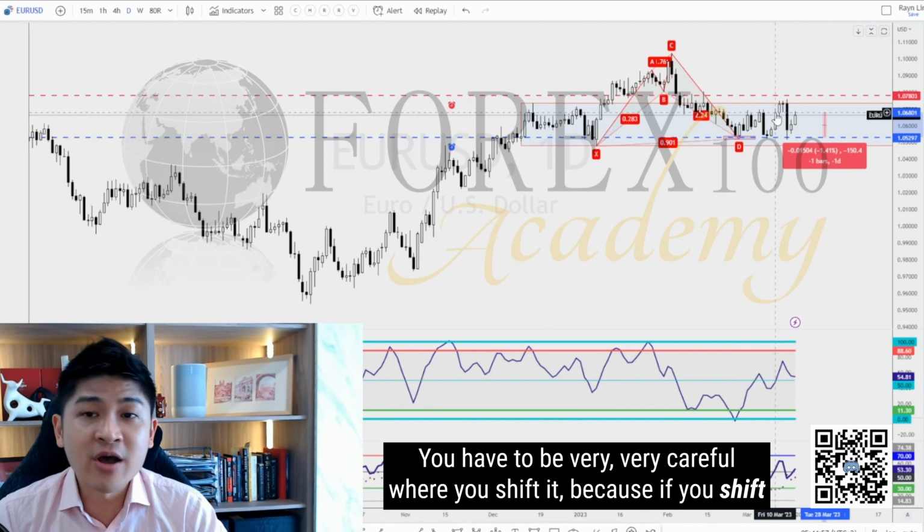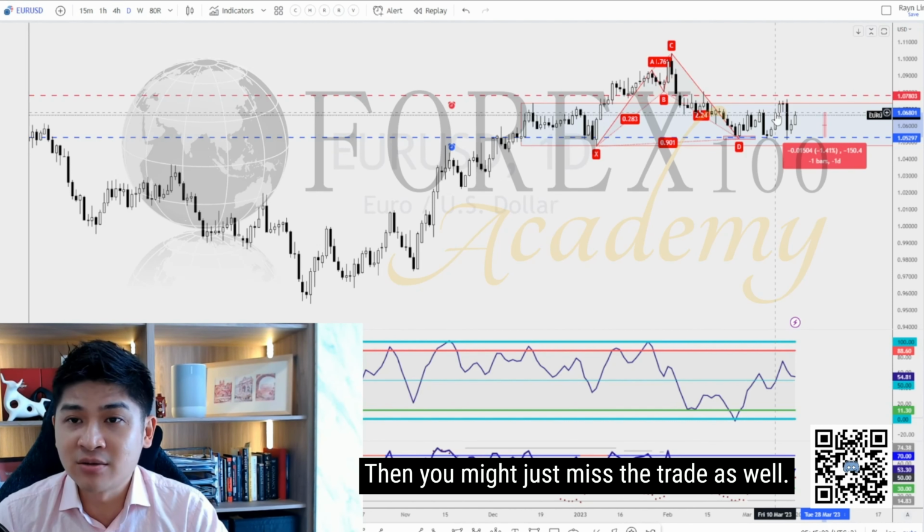In the lower time frame, you have to be very careful where you shift it, because if you shift it too early, you get stopped out at entry, and then you might just miss the trade as well.